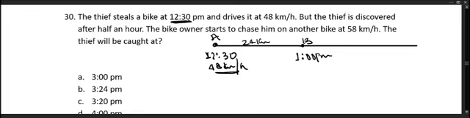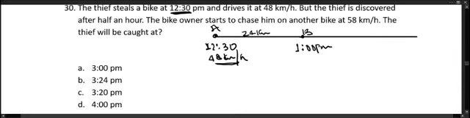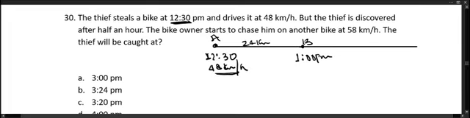he will be at point B, and the police is at point A. This time the bike owner is chasing the thief. The bike owner starts to chase him on another bike at 58 km per hour. So now after half an hour, that is at 1 p.m., the bike owner started chasing the thief.